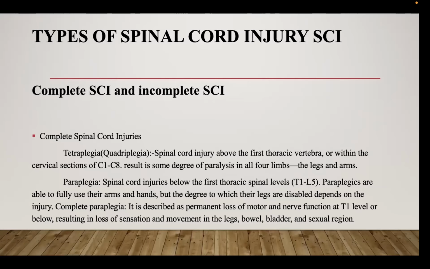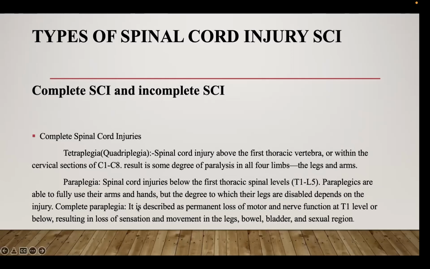people are able to fully use their arms and hands, but the degree to which their legs are disabled depends on the injury. Complete paralysis is described as the permanent loss of motor and nervous function at the T1 level and below, resulting in lost sensation and movement in the legs, bowel, bladder, and sexual organs.